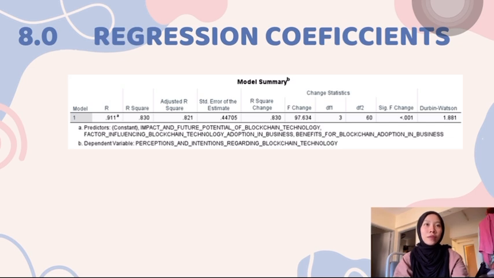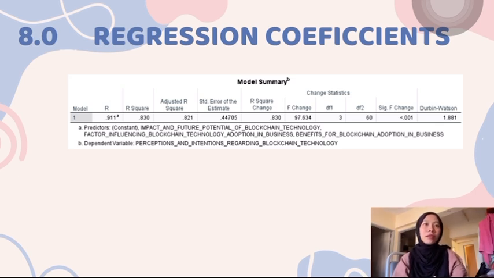The regression analysis examines key factors shaping people's perception and intention toward adopting blockchain technology. The most significant factor identified was the perceived benefit of blockchain in business, showing a strong positive relationship with perception, B equal to 0.82, P equal to 0.001. This indicates that as people recognize practical business advantages of blockchain, their likelihood to adopt it increases substantially.